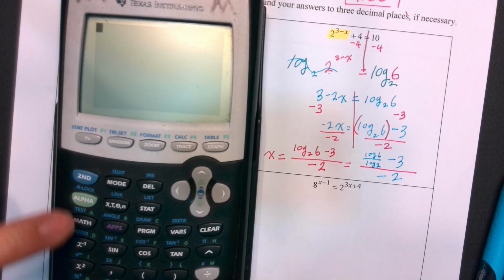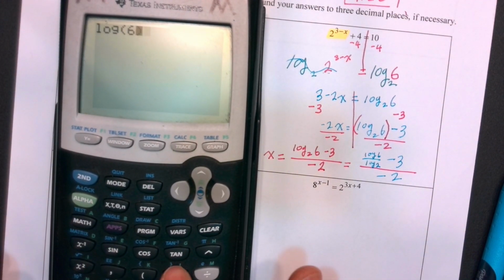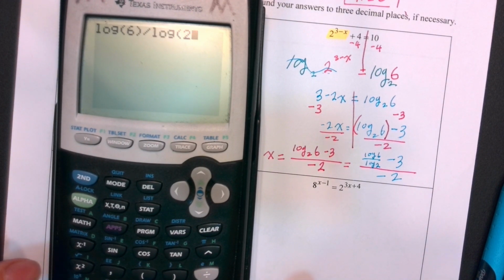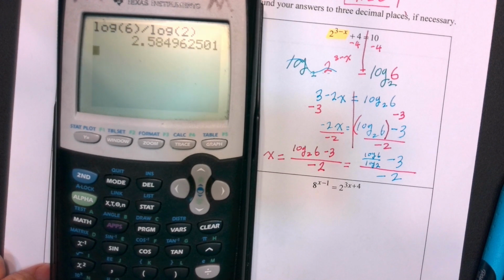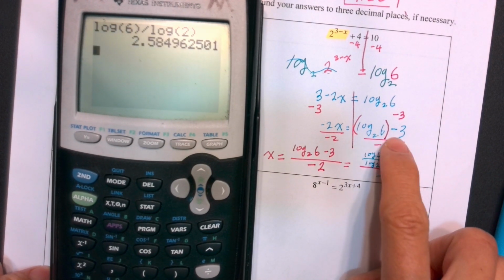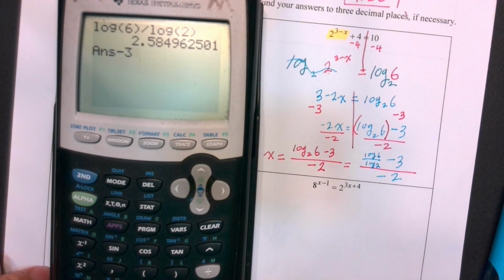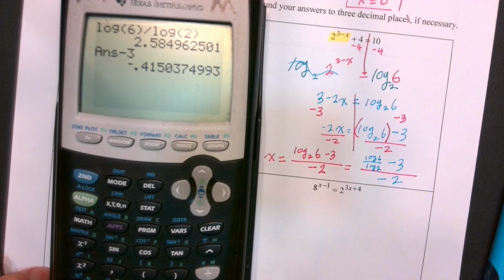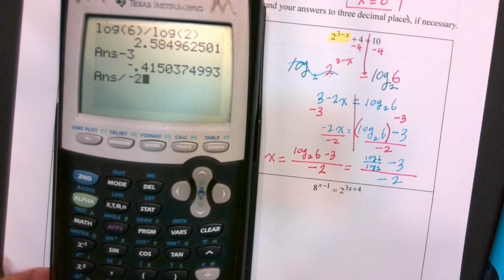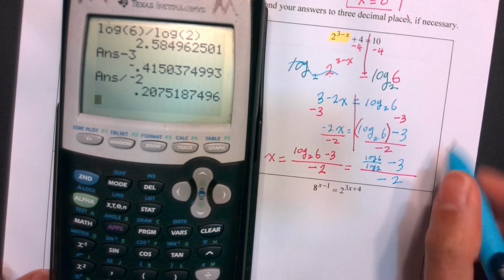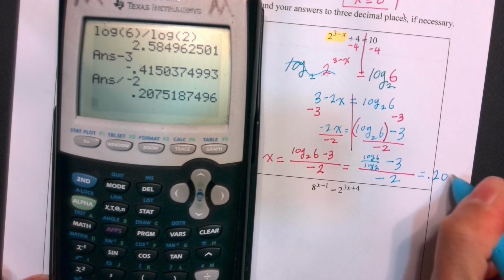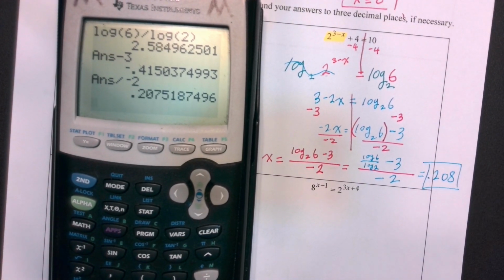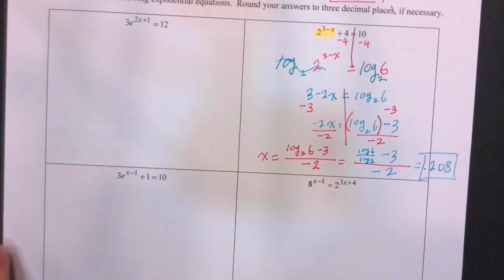So let's go ahead and plug it in. Log of 6 divided by log of 2. If you want, you can just hit enter and do it one step at a time. And then subtract 3, hit enter, and then divide by negative 2. The answer I get is 0.208. Okay, that's how you do it.